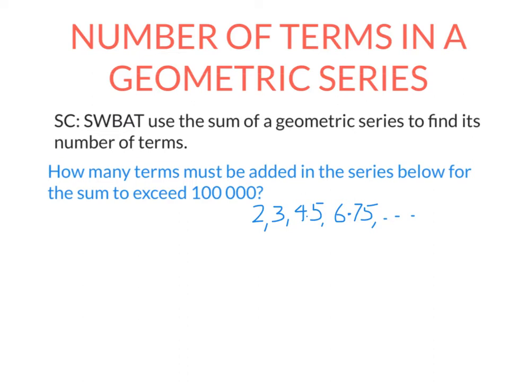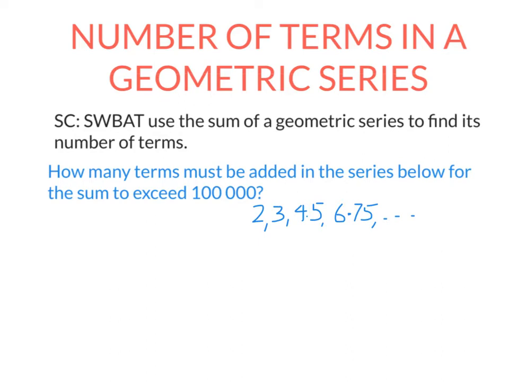Thank you so much for tuning into this video in which we look at using the sum of a geometric series to find out its number of terms. So we're going to do questions like this. How many terms must be added in the series below for the sum to exceed 100,000? So this is a geometric series. You should be able to recognize that by now. A is 2, R, the common ratio, is 1.5.